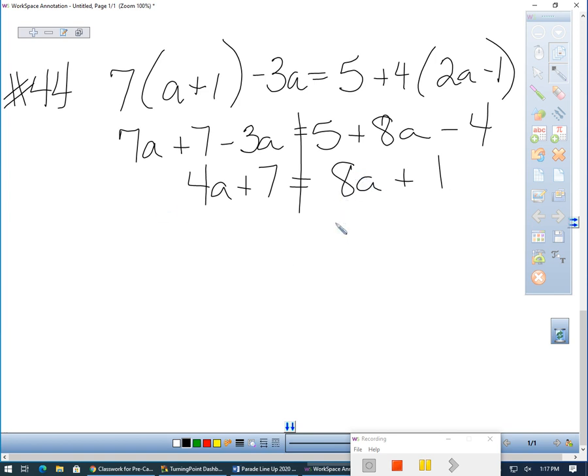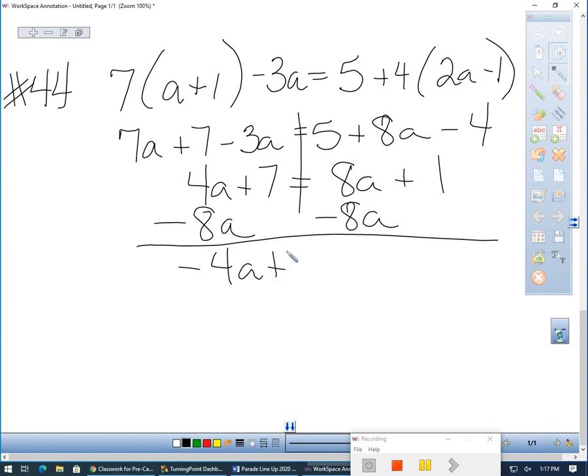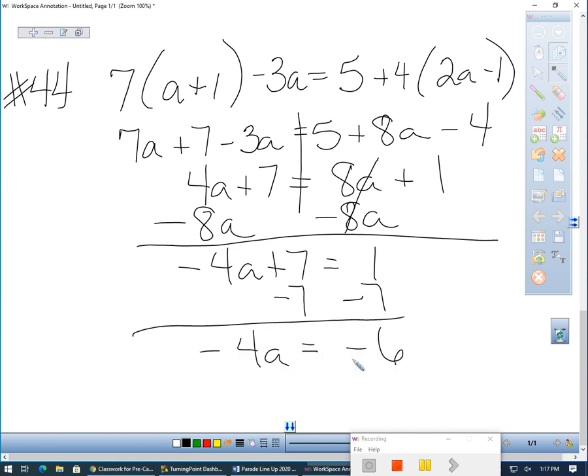How do I do that? I subtract my 8 A's to this side. So I have negative 4A. Bring down plus 7 equals. Here, 8A and negative 8A, they cancel. I get 1. Good. Thank you. Subtract 7 to both sides. I have negative 4A equals negative 6. Good. Divide both sides by negative 4. We get A equals positive, perfect, 3 over 2.